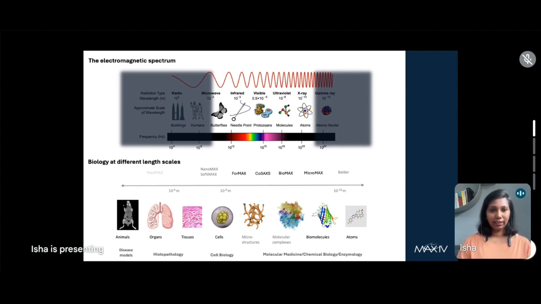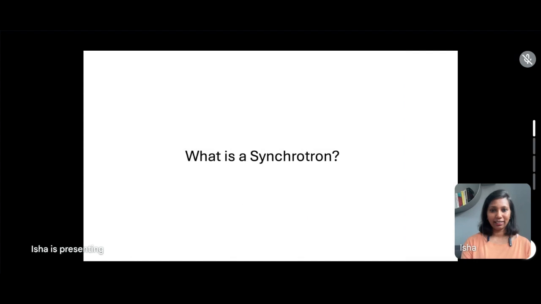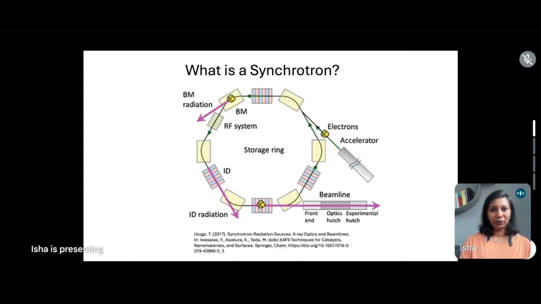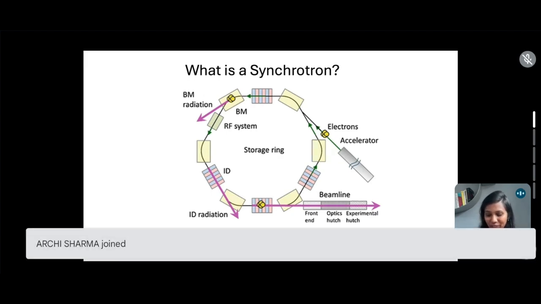So we see that X-ray synchrotrons can be used for all these studies, but then what is a synchrotron? That's the big question. I'll try to briefly go into what a synchrotron is. We usually have an electron gun here, if you can see my mouse where I'm pointing, and then we use electric fields to accelerate the electrons to almost the speed of light.